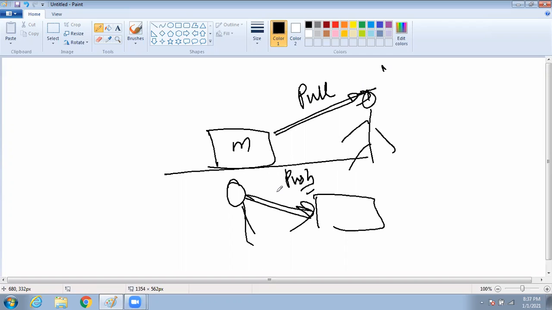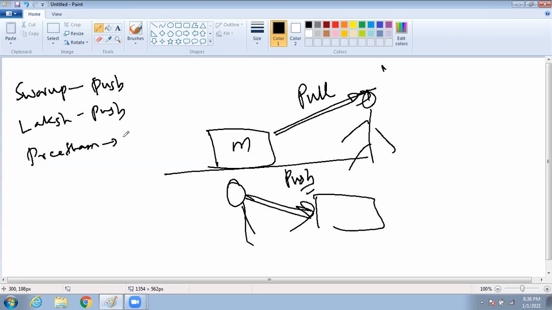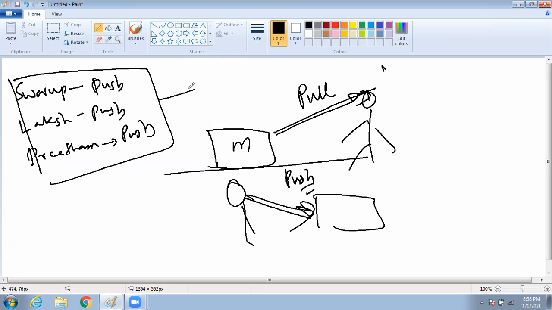Answer, come on. Pritam, Laksh, I'm asking you a question. Push is easier. Okay, Swarup is saying push is easier. I also think it's push. Laksh is saying push. What Pritam, what are you saying? Sir, push, sir. Okay. So majority win. I am saying pull.